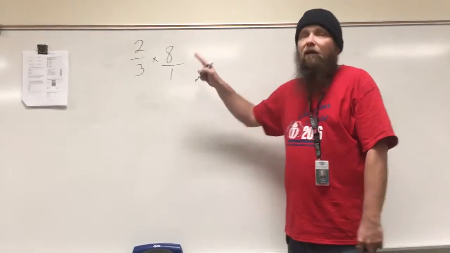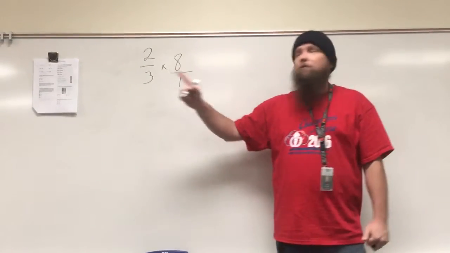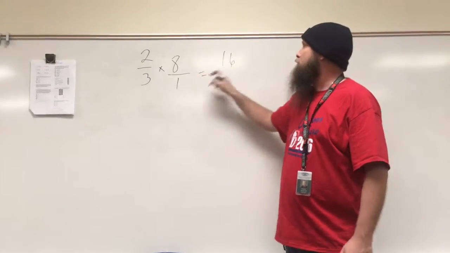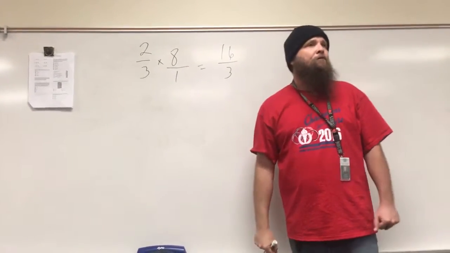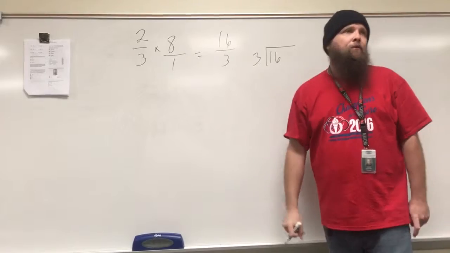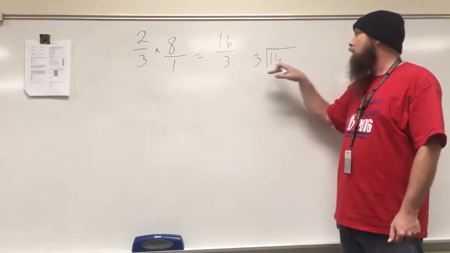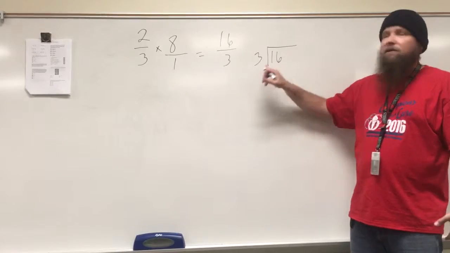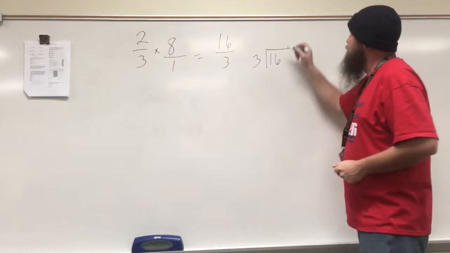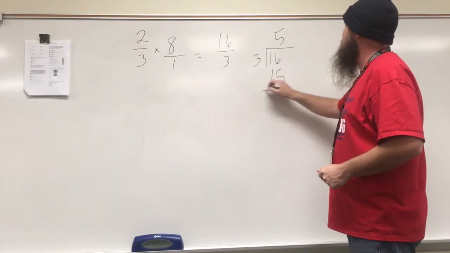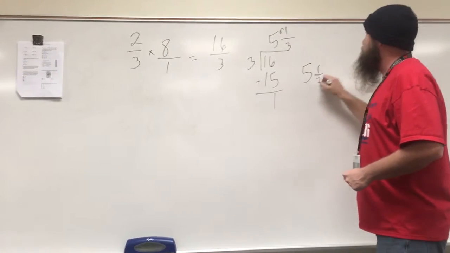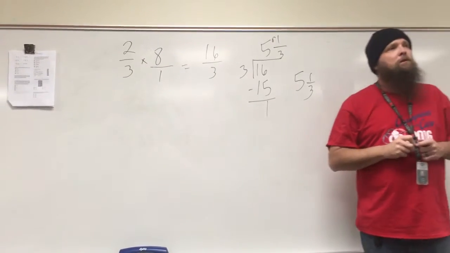Then when you multiply fractions, you go straight across. 2 times 8 is 16. 3 times 1 is 3, which gives me an improper fraction. Top dog gets the house. 16 divided by 3. Too many times I hear you saying 3 divided by 16. That's not right. 16 divided by 3. 3 goes into 16 5 times. 5 times 3 is 15. Subtract, you get 1. 5 remainder 1, or 5 and 1/3. Can you simplify 1/3? No. It's already in lowest terms.